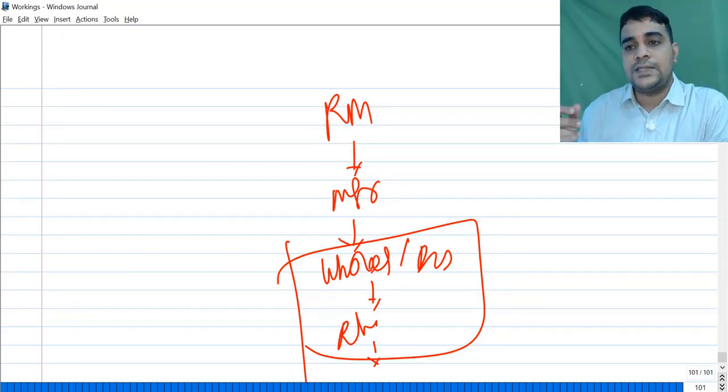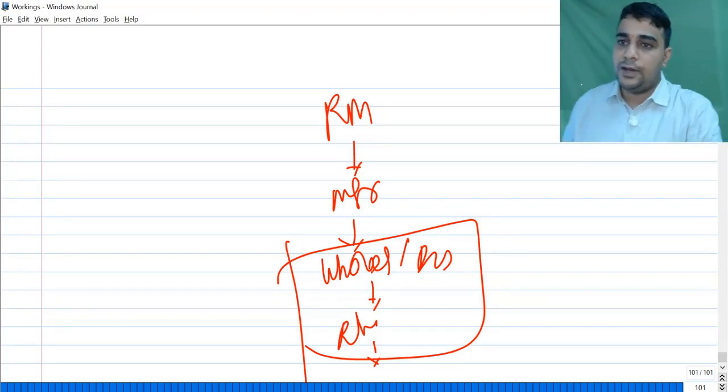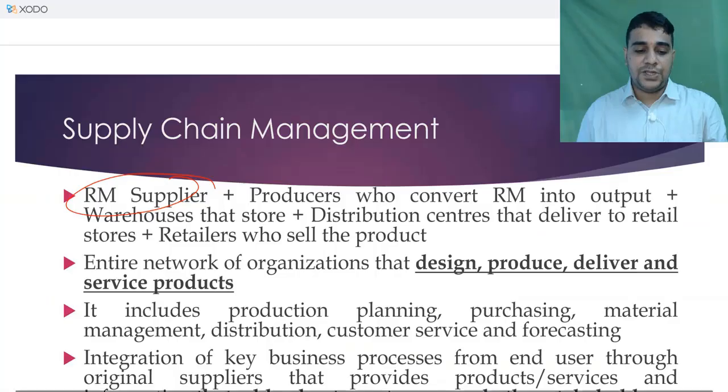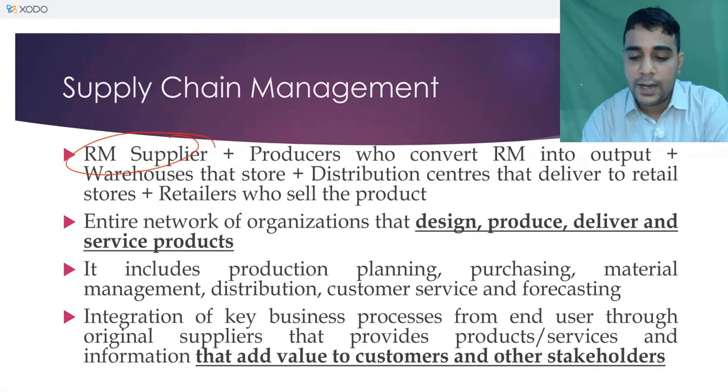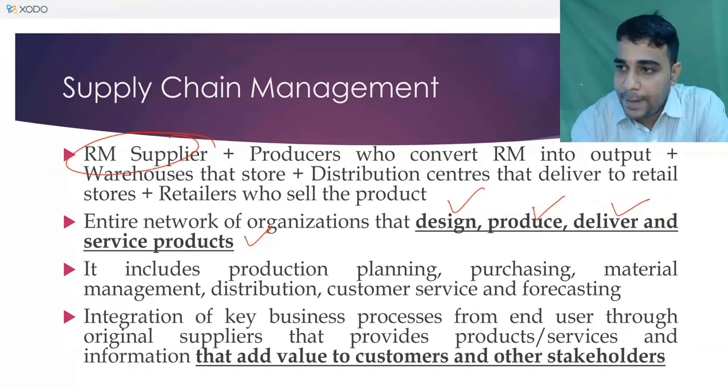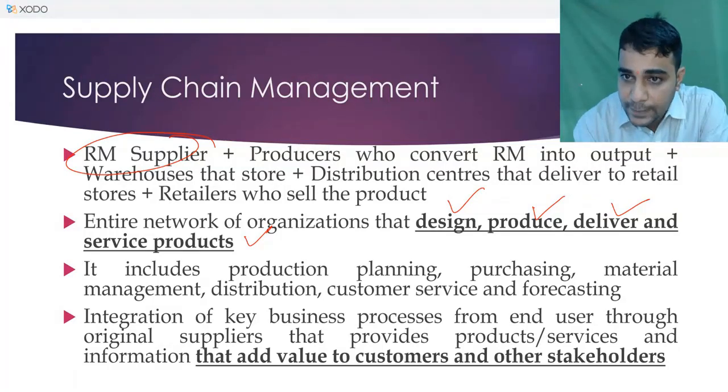Organization has to control its upstream supply chain as well as downstream supply chain. It has to have effective control over both of them in order to ensure that customer demand is met on time and in an efficient manner. It is the entire network of organizations that design, produce, deliver and service a product. It includes production planning, which is at the manufacturer end. Purchasing is from the raw material side, from the supplier side. Purchasing and material management is interrelated. Then distribution, customer service and forecasting.